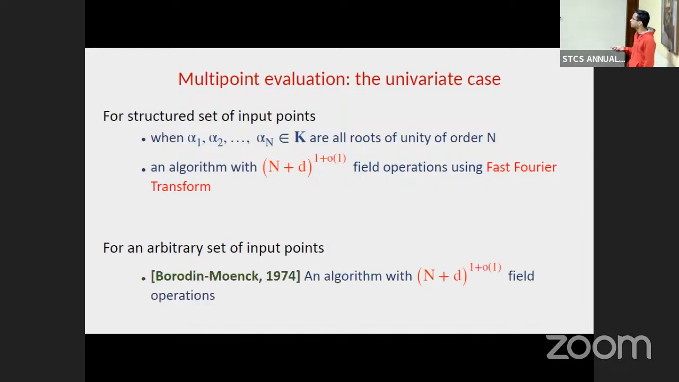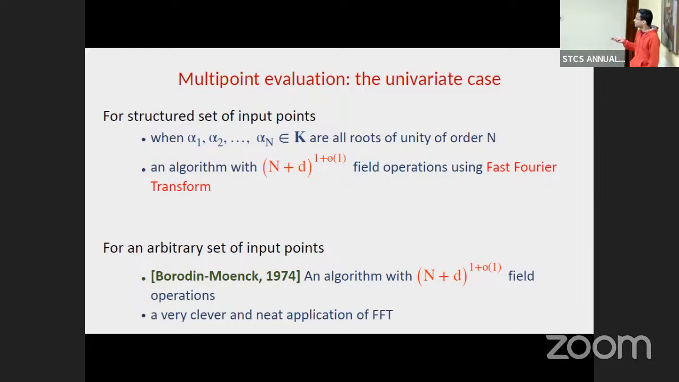Nevertheless, in 74, Borodin and Munro gave an algorithm with roughly the same running time. FFT takes about capital N plus d times log of this number times some sub-logarithmic factor based on what field you are on, and this algorithm of Borodin and Munro has an extra log factor. That's all it has. And it evaluates a polynomial f at arbitrary points alpha 1 to alpha n. If you have never seen this, I highly recommend seeing it somewhere.